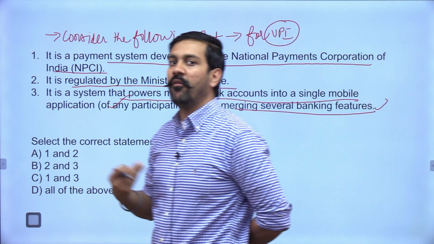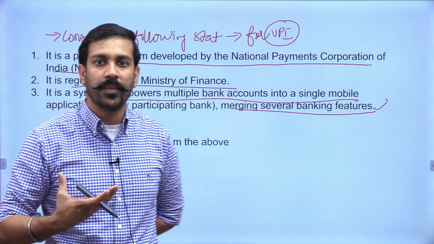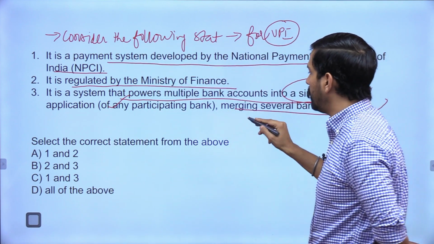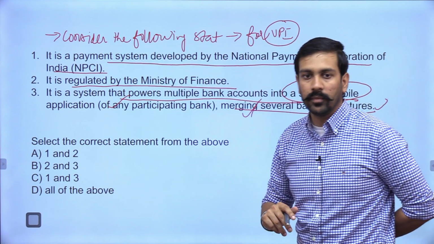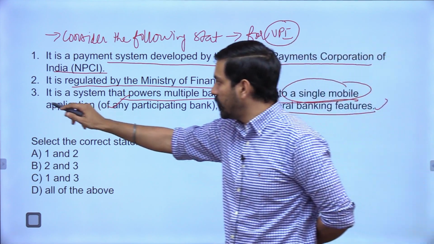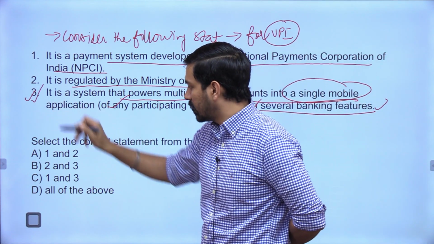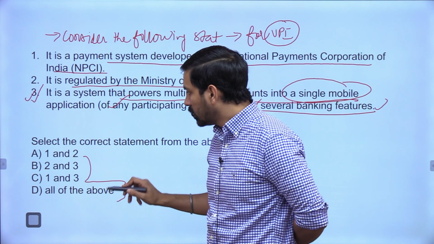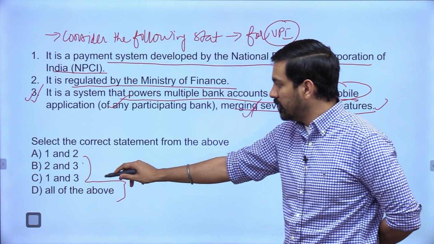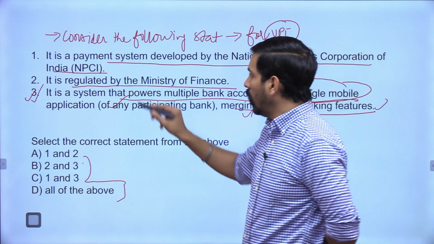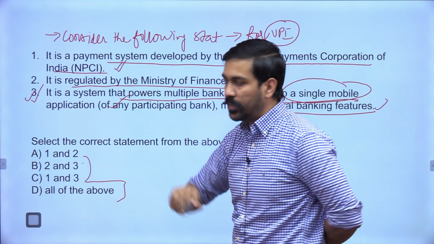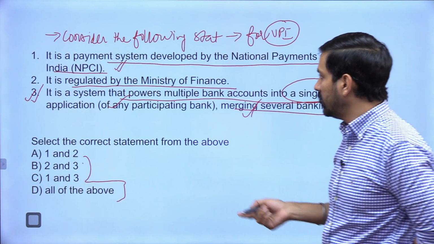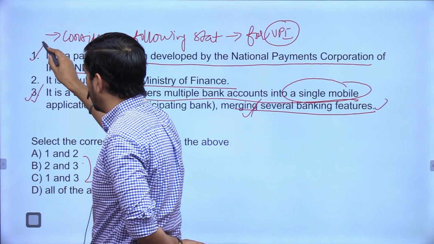In the starting of our class also, I gave you a statement about what UPI is. UPI basically merges several bank accounts into a single app, a system-based system. So this statement can be said to be correct. On the basis of these things, we have three options, B, C and D. Now it is a payment system that has been developed by the NPCI. We discussed it in one of the last classes. So 1 and 3 are also correct.